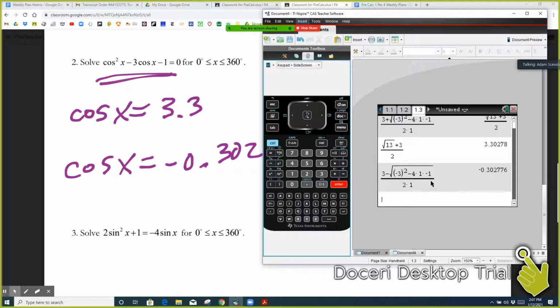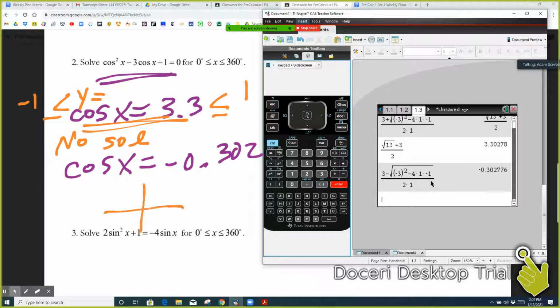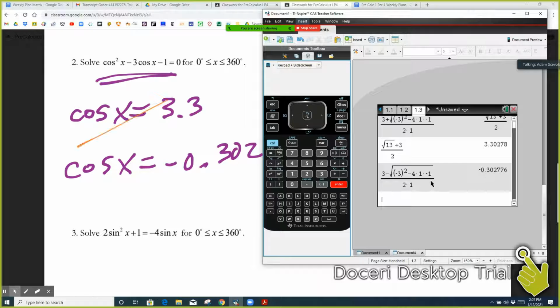Okay, if we look at this, we're going to have no solution for 3.3, because again, cosine of x can only equal numbers between 1 and -1. So 3.3 is too big. If you imagine graphing y equals the cosine of x, that would oscillate between 1 and -1. And then 3.3 would be somewhere up here, and they would never intersect. So if you get numbers outside of the range 1 and -1, then no solution.